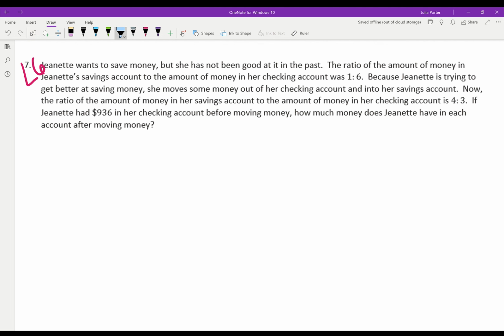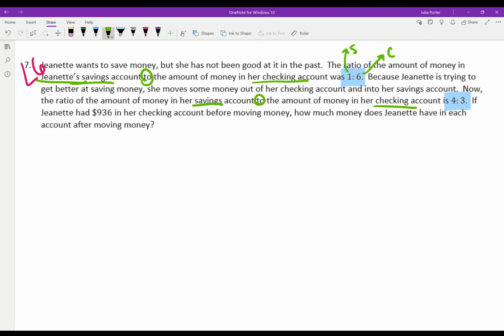So let's go ahead and break this down. I first want to point out our ratios. We got two ratios in this problem. We got our first ratio of 1 to 6 and our second ratio of 4 to 3. But what do these mean? So let's look at our ratio statement. The ratio of the amount of money in Jeanette's savings account to the amount of money in her checking account. So we have the savings account to the checking account. That means that for our savings, it's going to be 1, and for her checking, it's going to be 6. The second statement is the same ratio formation. It's the ratio of the amount of money in her savings account to her checking account.